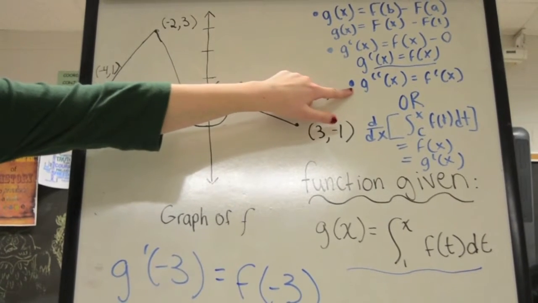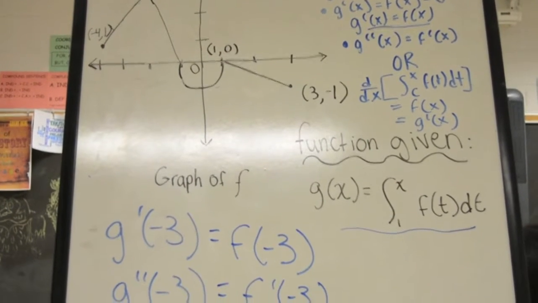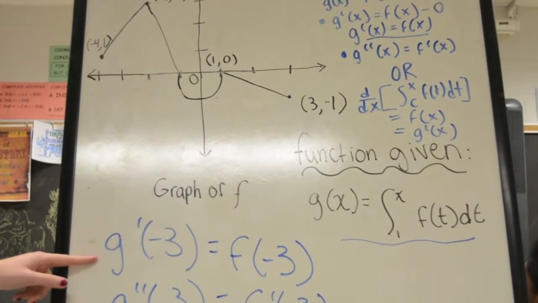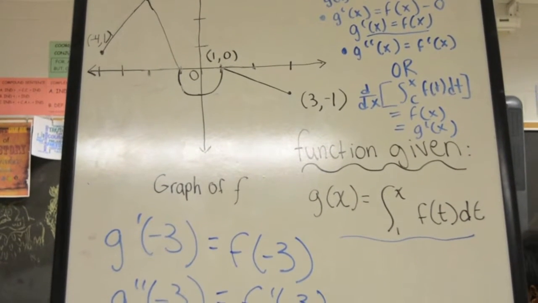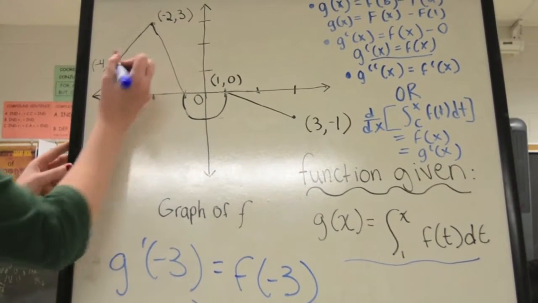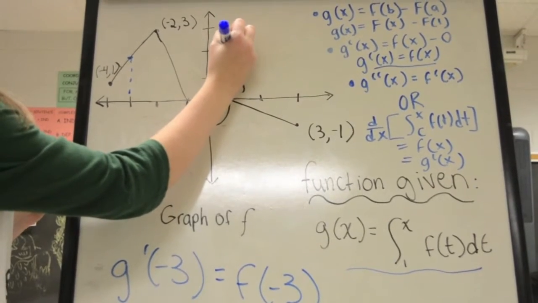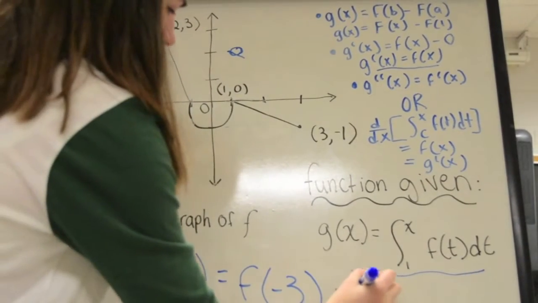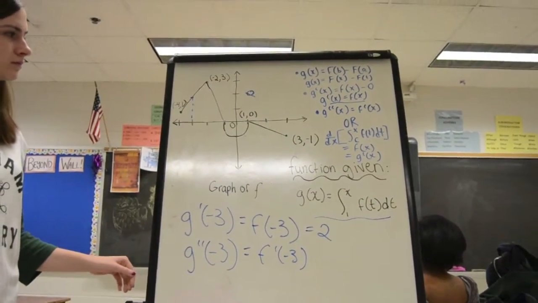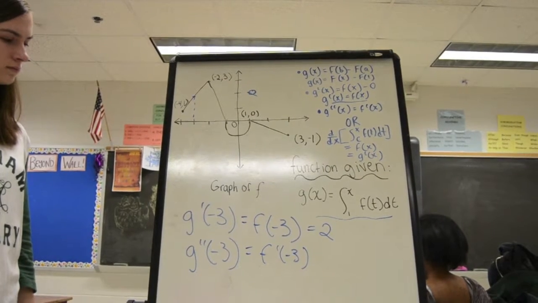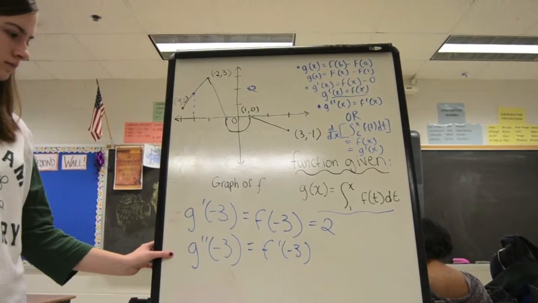To find the relationship of f and the second derivative of g, take the derivative again, yielding the second derivative of g of x equals the derivative of f of x. So in shorthand, we can use the fundamental theorem to show that g prime of x equals f of x, and the derivative of this can be taken to see that the second derivative of g of x equals f prime of x. To find g prime of negative 3, we find on the graph f of negative 3. We can see that f of negative 3 equals 2, so we can conclude that g prime of negative 3 equals 2 as well.